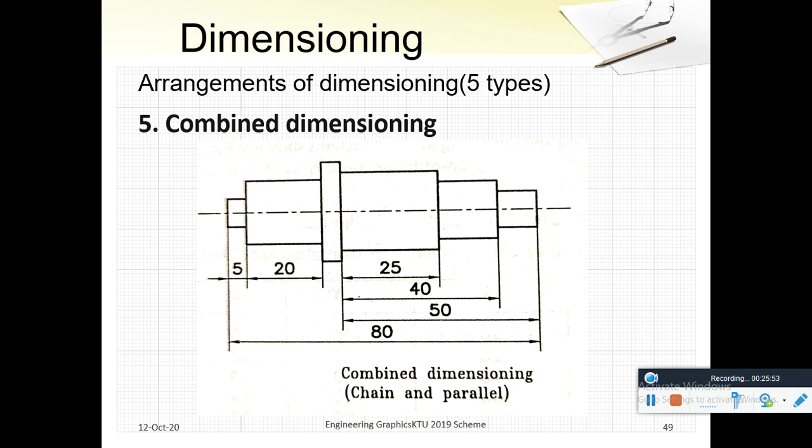Combined dimensioning is a combination of chain and parallel dimensioning. Usually most engineers follow this dimensioning method, combined dimensioning.